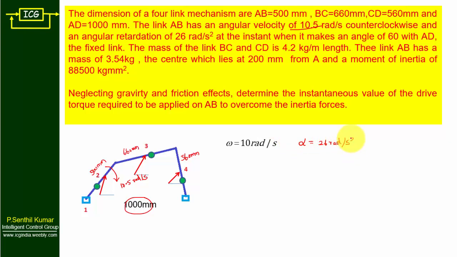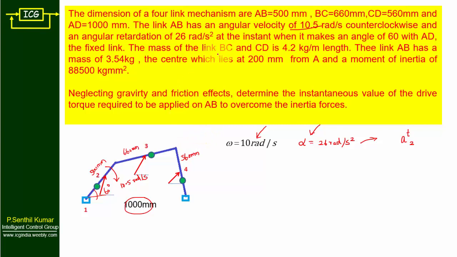So basically the crank will rotate at constant speed, but here there is an angular velocity as well as angular acceleration. It's not a constant velocity, there will be an angular acceleration which is also given, which means we need to find out a tangential component for crank also. Link 2 means crank. It makes an angle of 60 degree with respect to the crank angle.